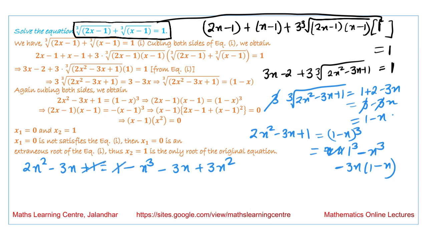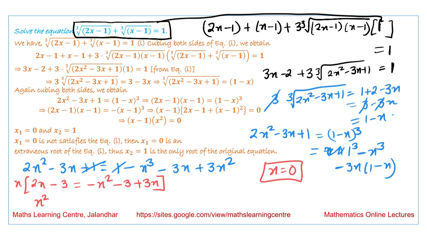If we take x common from all these terms, we are left with 2x minus 3 is equal to minus x square minus 3 plus 3x. So one value of x we are obtaining is x is equal to 0, and what we are left with over here is x square. The next term we will have over here is minus x is equal to 0. So this will give us x into x minus 1 is 0. So this implies x is equal to 0 or 1. So the solutions we are getting over here are x is equal to 0 or 1.